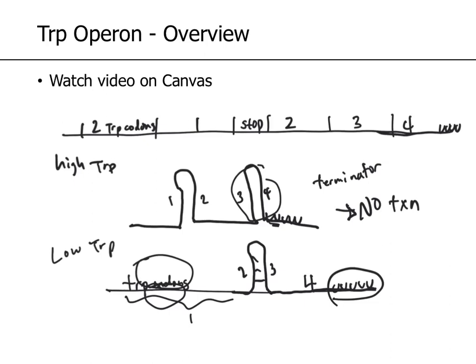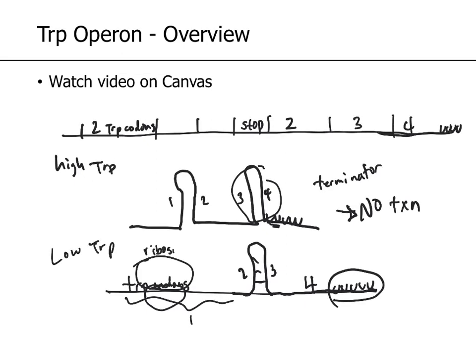Any questions about the tryptophan operon? What's the left molecule for the low? This is the ribosome. Sorry. Is this clear? So it falls off at the U? It falls off here, in this case, only in this case. Any more questions?